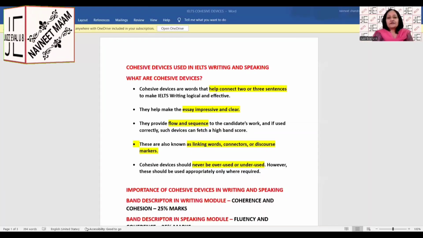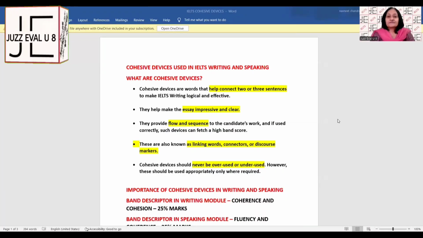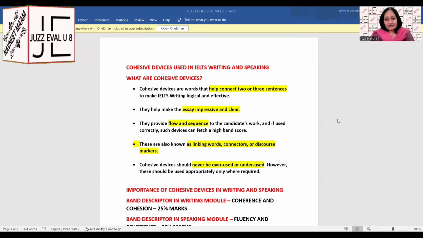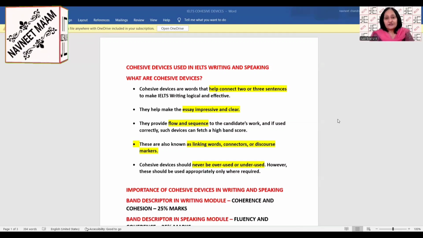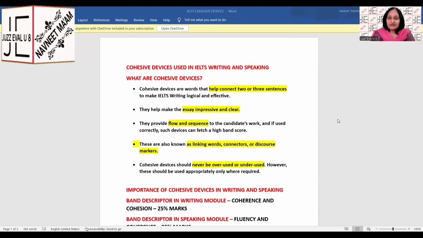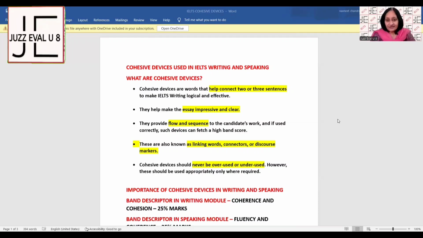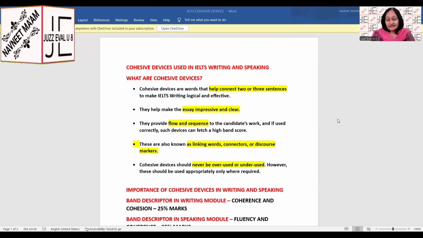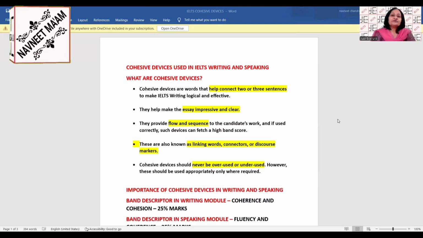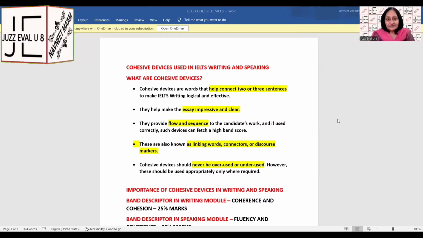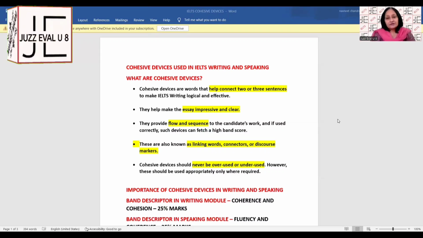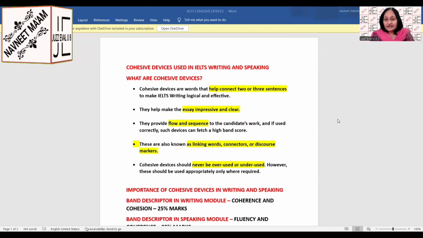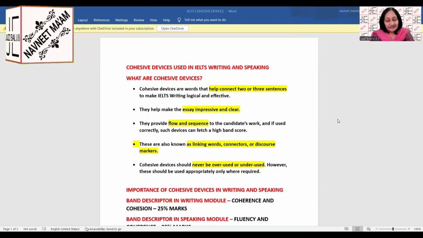Now, these cohesive devices are also known as connectors, linking words, or discourse markers. So, what do you mean by cohesive devices? What does the word cohesive mean? It means to join together. There are certain devices or words which are used to join together two or three sentences, depending on whether you're making a complex sentence or a compound sentence.